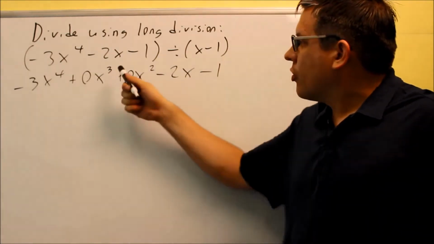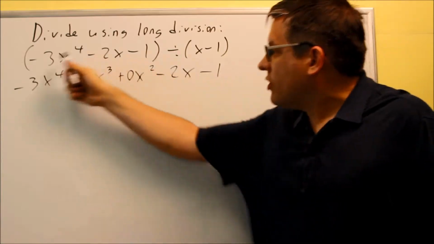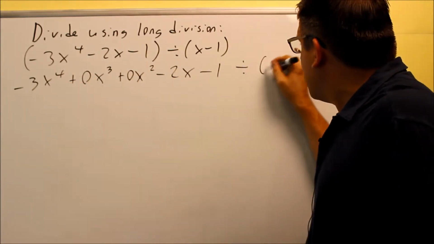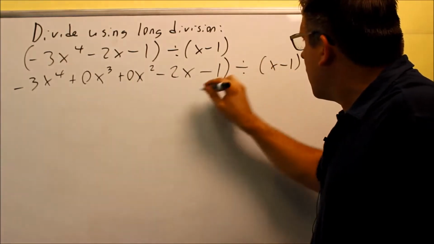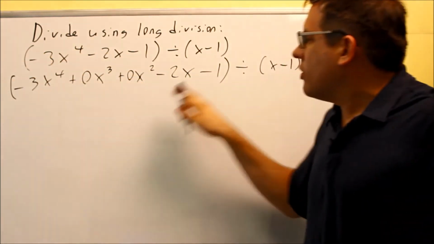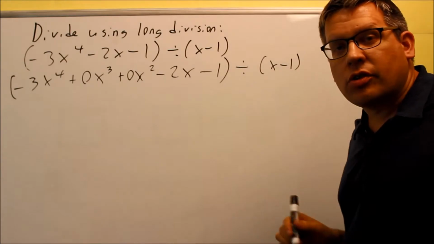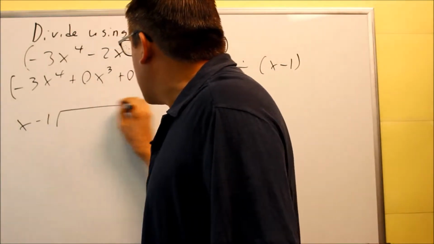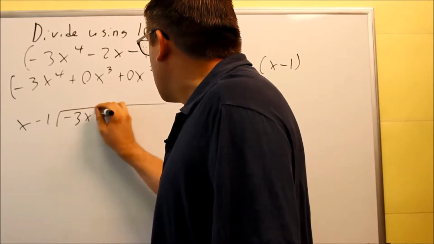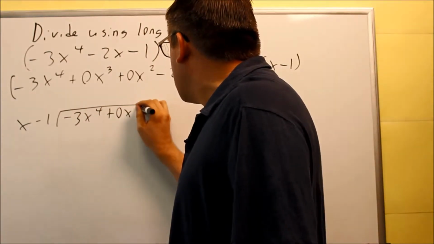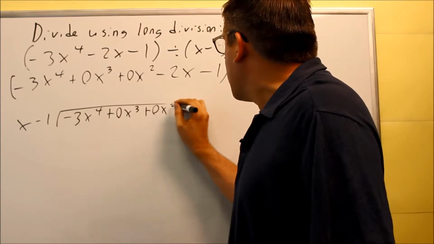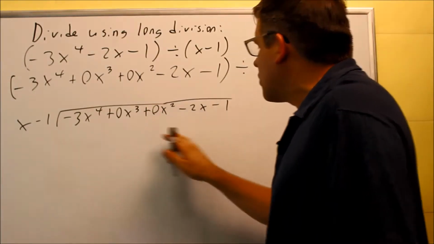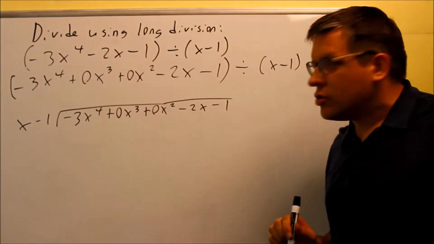So now I have 4, 3, 2, 1, 0. We have descending powers all the way down, and then we're still dividing this by x minus 1. So now that we have it written out this way, this is the correct form. We can start by doing our long division step. X minus 1 goes on the outside, and then this is going to go on the inside. We do have those 0 placeholders, which are very important to have in this one. So we have that all the way out, so this is going to be our proper setup for long division.